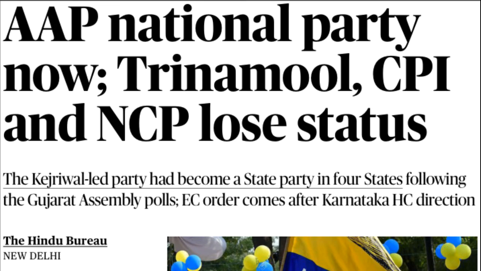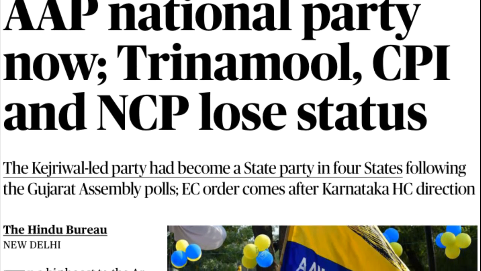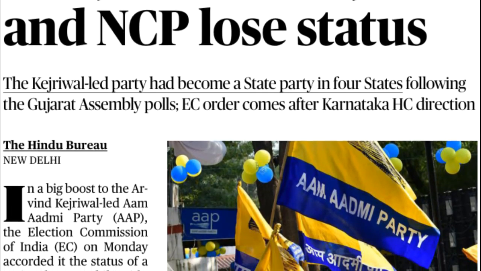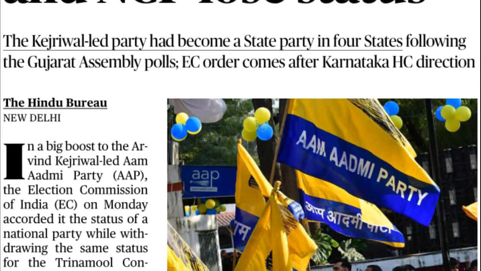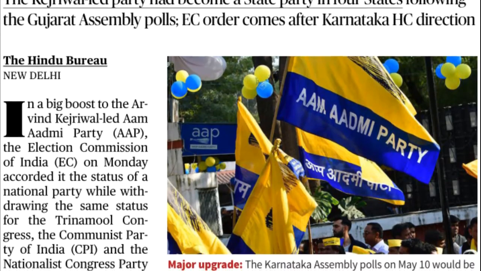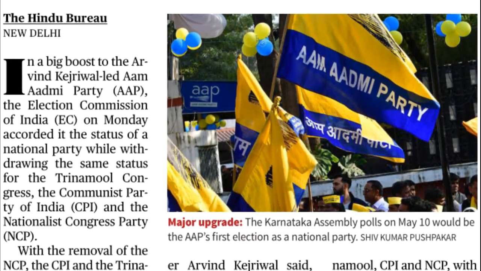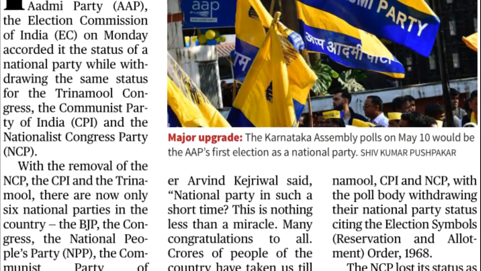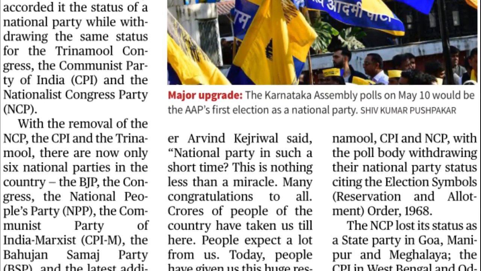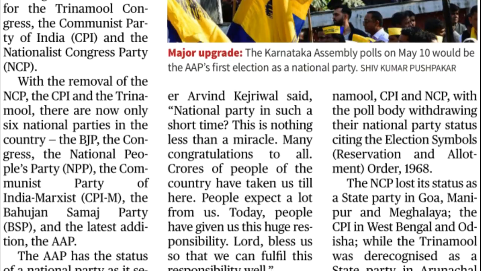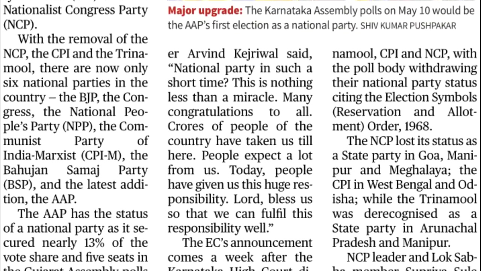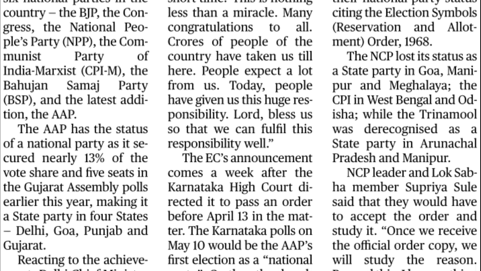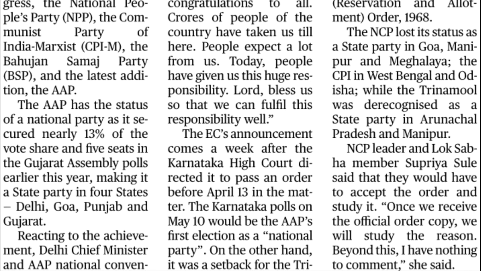The next article is Aam Aadmi Party, National Party now, Trinamool, CPI and NCP lose status. So, following the Gujarat State Assembly elections, Aam Aadmi Party became a state party in 4 states, and so the status of National Party is currently held by BJP, Congress, National People's Party, Communist Party of India Marxist, Bahujan Samaj Party BSP and the newly added Aam Aadmi Party. And for UPSC, the requirements to be called a national party is to be studied. Both for prelims and mains, it is an important topic.